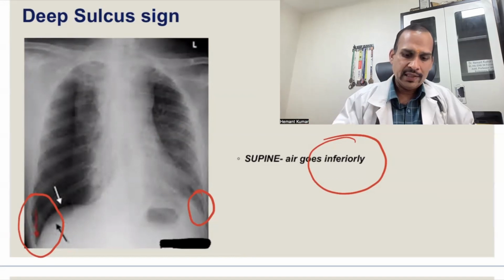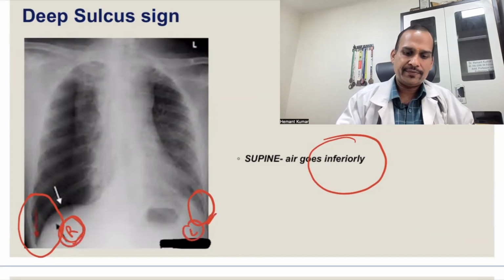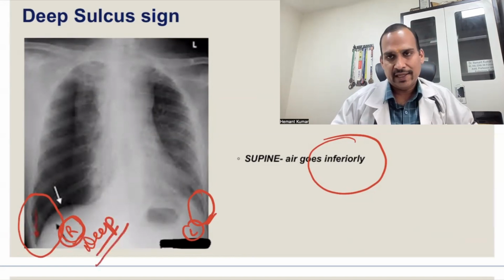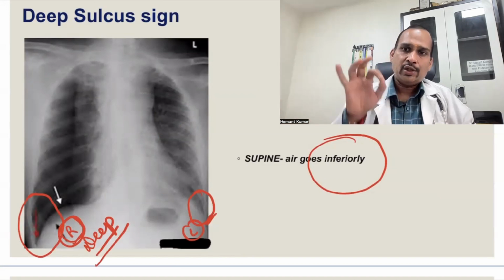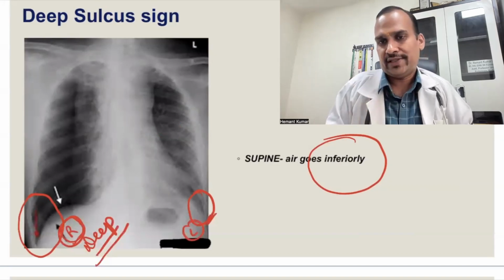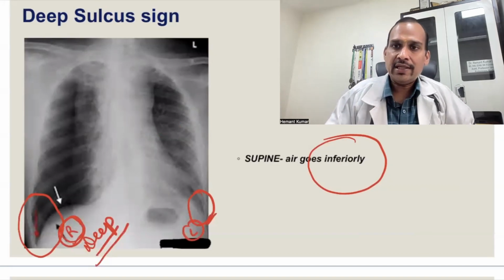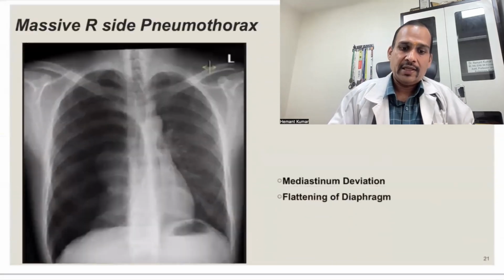Can you compare? This is the right side, this is the left side. So the left side CP angle is very shallow, but here it is a deep CP angle. So this is the deep sulcus sign seen in pneumothorax, which occurs in a patient who is lying down or bedridden or in ICU. So if there is a deep sulcus sign, you should rule out pneumothorax, especially in ICU patients.